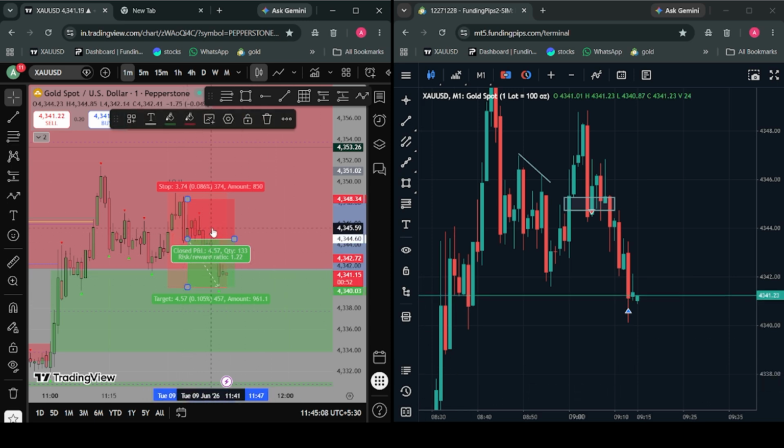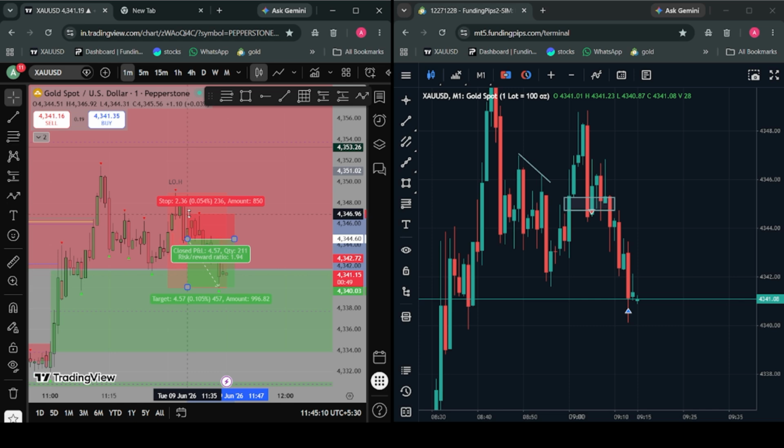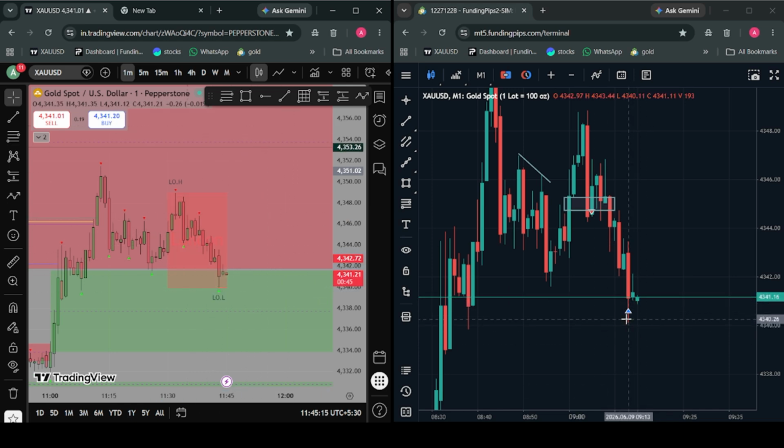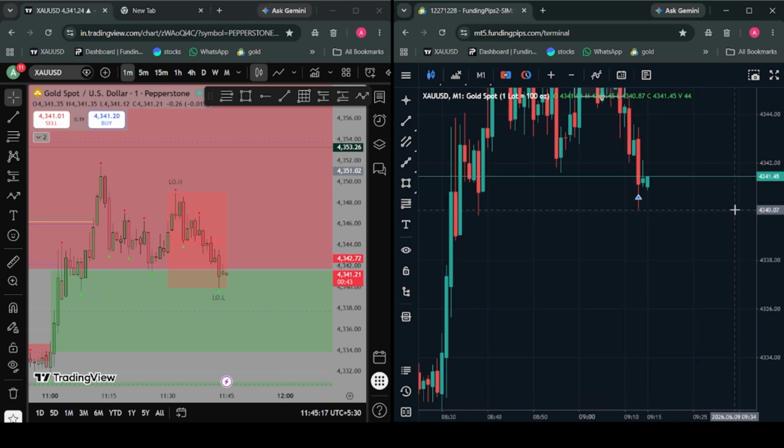So yeah, it was 1:2 risk to reward ratio. Later our risk was here, so it is 1:2 only. Good risk, good trade for the day.